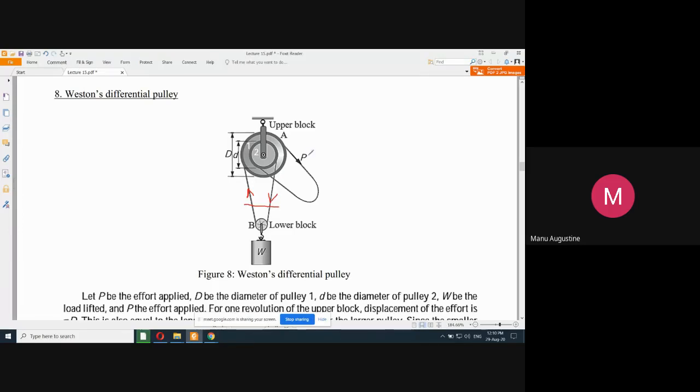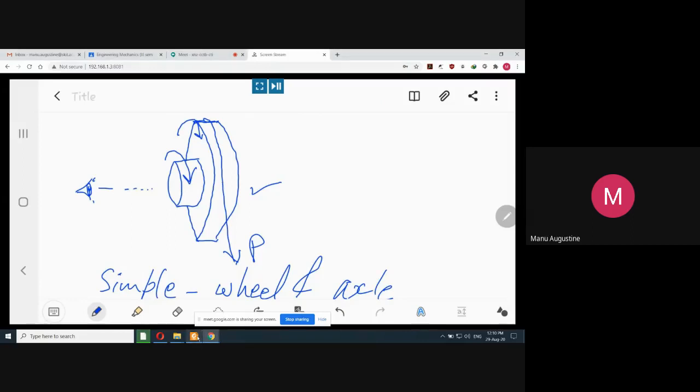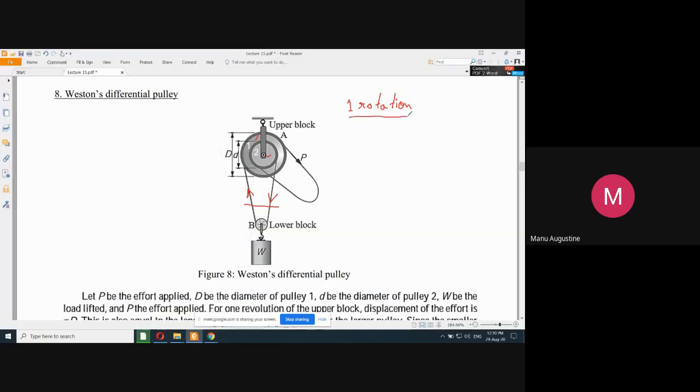So once again, what we will do is we will consider one revolution or one rotation of the complete block. Now, if you look at the block, in one complete rotation of the block, block number 1 and block number 2, since they are connected rigidly to each other, they will both cover one single rotation. Okay, the diameter of the second or the lower block is small d, the diameter of the larger block is capital D. So in one rotation, what will happen is the larger block will travel a total circumferential distance.